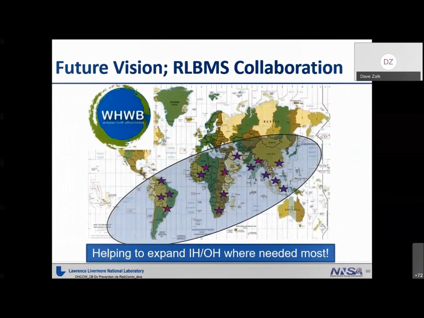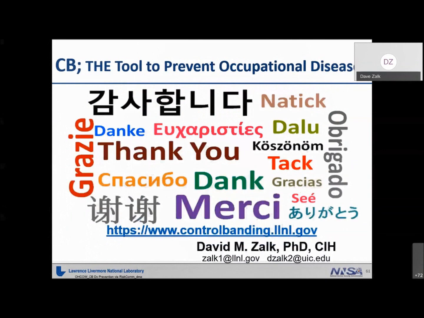And that's some of the work we do with the Workplace Health Without Borders. We have projects going on to help build the hygiene abilities and capabilities in places where it's most needed around the world. And we're looking for collaborative opportunities to implement the risk level-based management system and control banding methods so we can take action, because control banding is the tool to help prevent occupational disease.